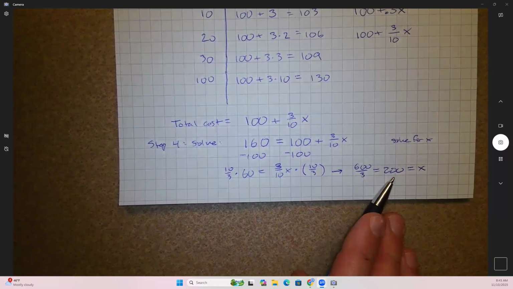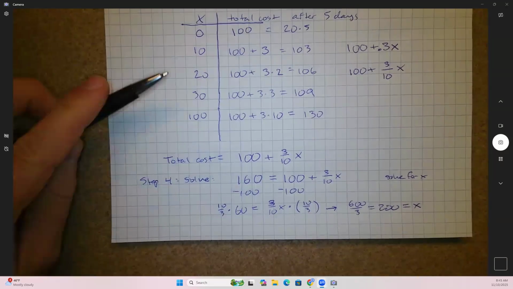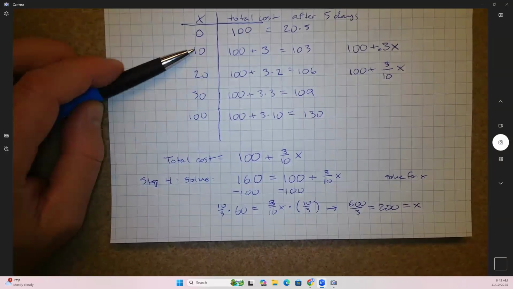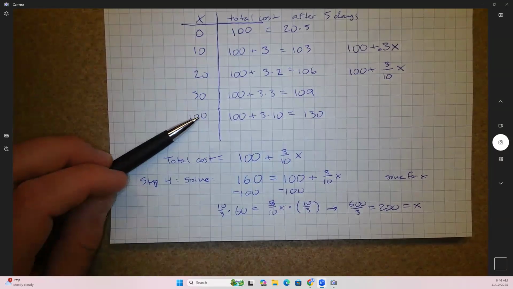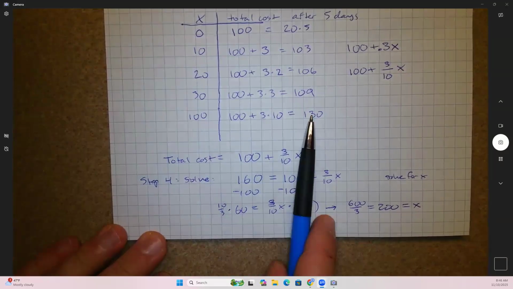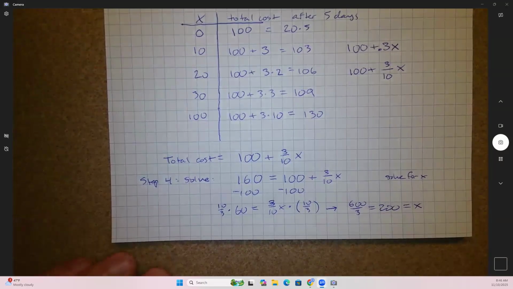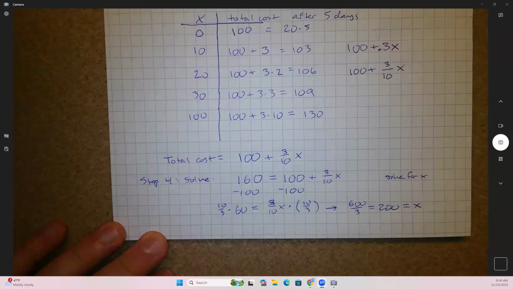So I'm saying I can drive 200 miles to keep my cost below 160. And I'll do a quick check. I'll do a gut check. Looking at my table, something in the 20 to 30 range is way too low. Even $100 is a little bit too low. So getting a number more than 100 makes sense. But if I got like 2000, that probably would be too big. So I'm satisfied. I don't think I made any big errors in my arithmetic, and the number I got is reasonable. I'm gonna stick with that.